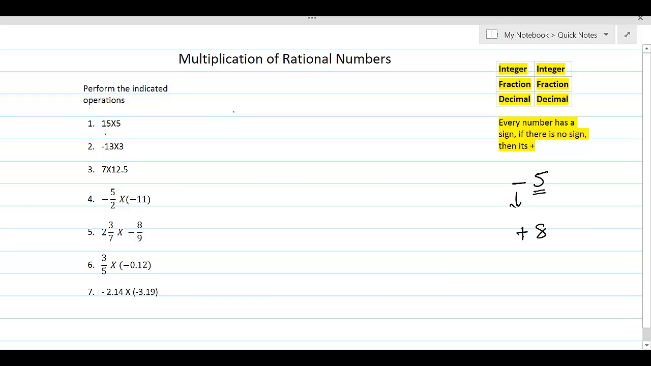So let's get started with the first question, which is the case of integer multiplication with another integer. Question number 1 is 15 times 5. If we perform this multiplication manually, we will use a vertical arrangement of writing numbers. Write the bigger number on the top and the smaller number at the bottom, and if you want to write signs with it, then you can add plus with both.